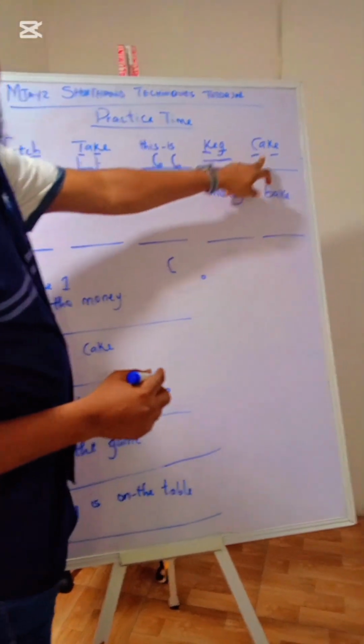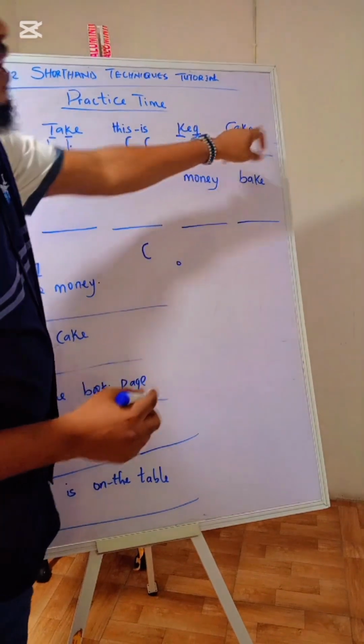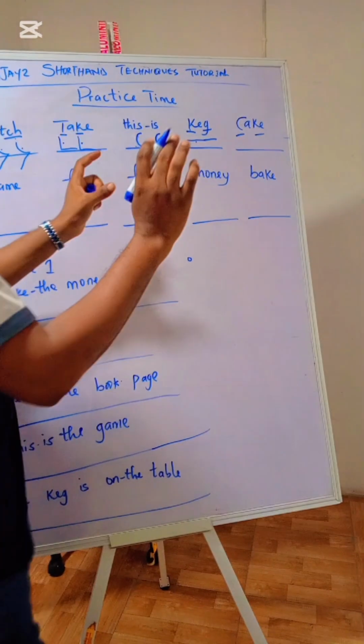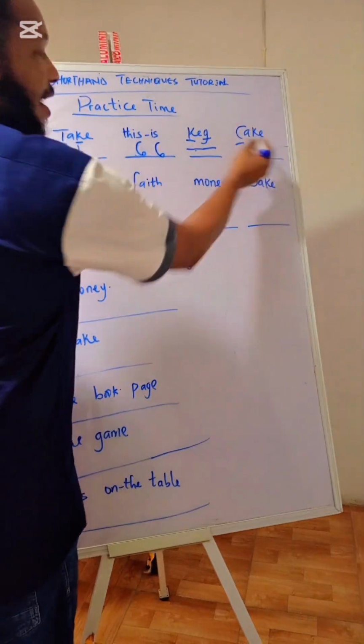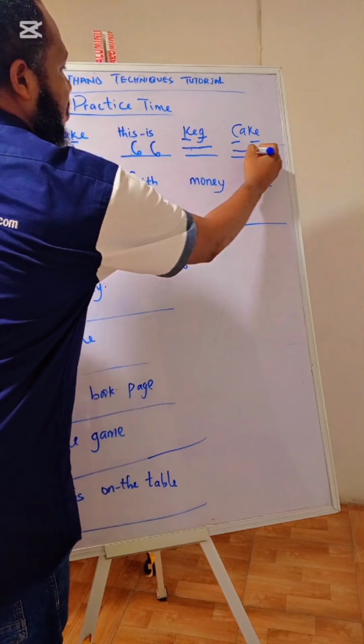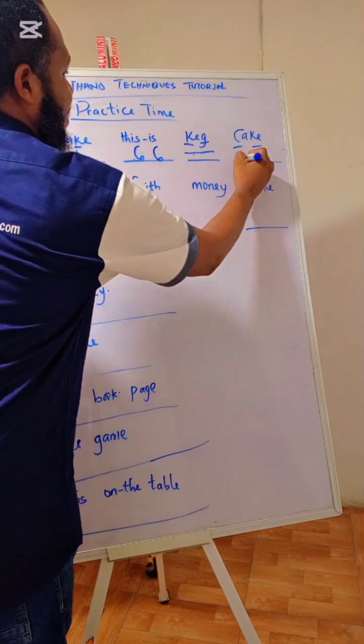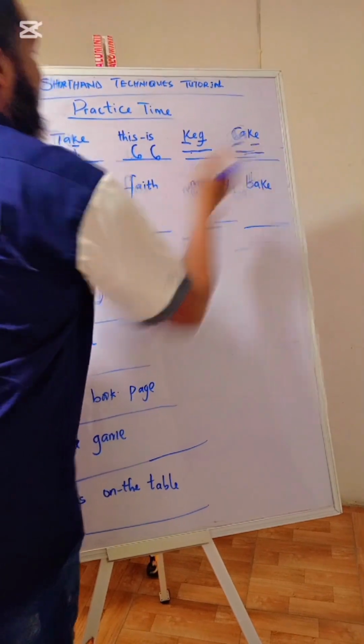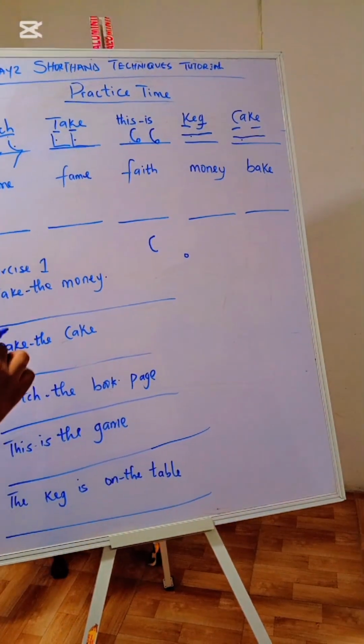Then, okay, the next word here is cake. We have k and k. That means they are the same consonant. So it shows that the two k must come up. That first one ends here, second one begins. That's cake.